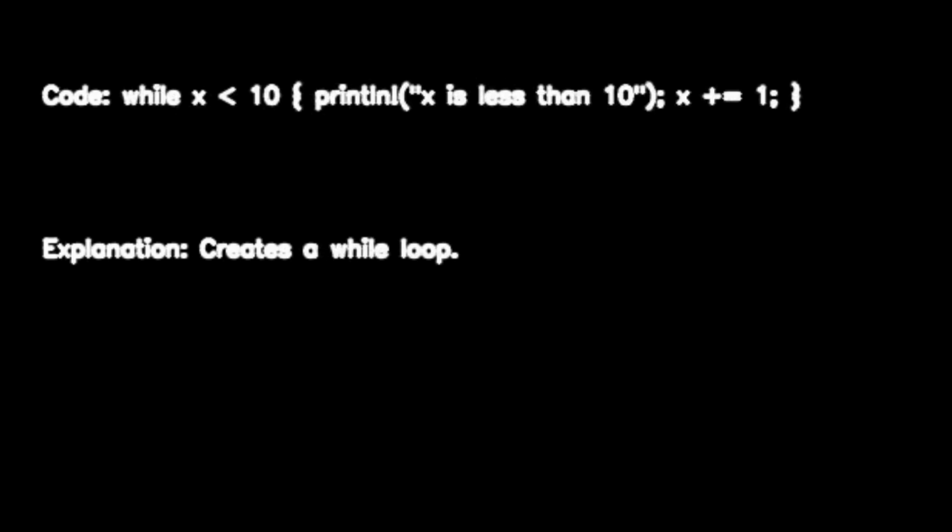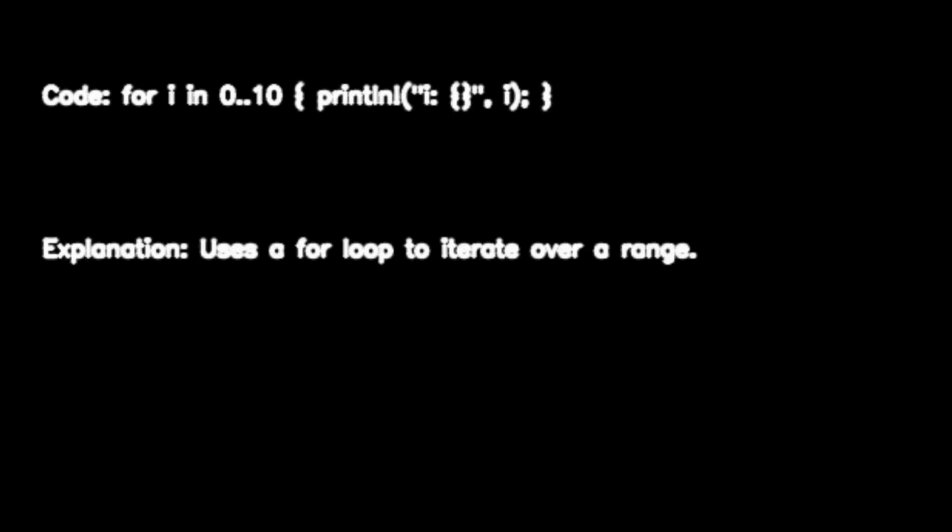Code. while x < 10 { println!("x is less than 10"); x += 1 } Explanation: creates a while loop. Code. for i in 0..10 { println!("{}", i) } Explanation: uses a for loop to iterate over a range.